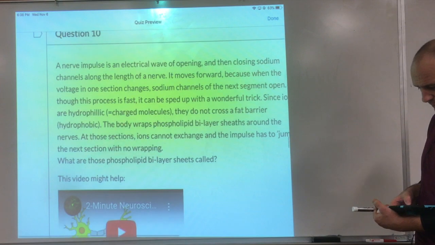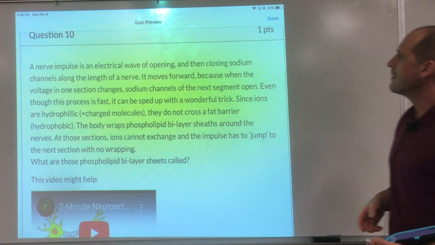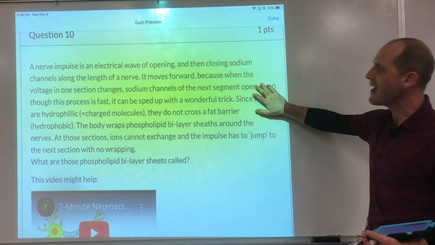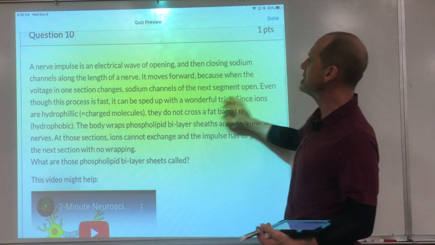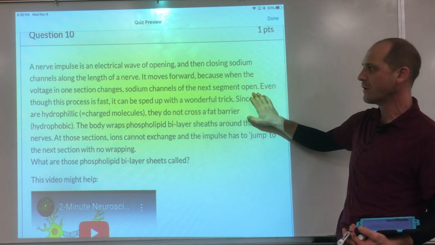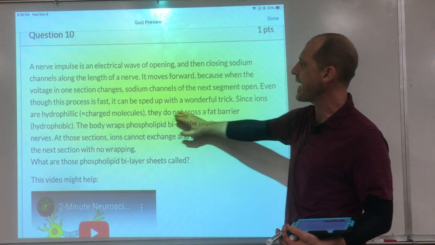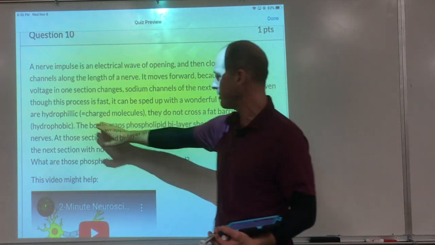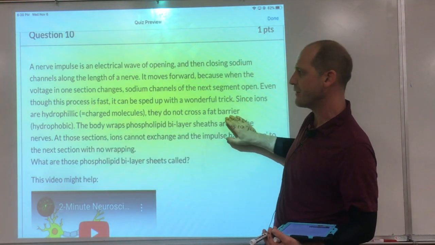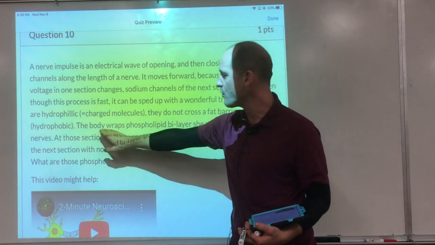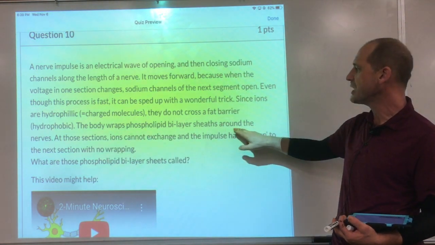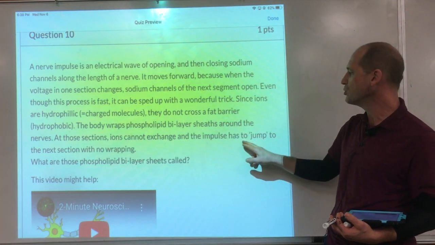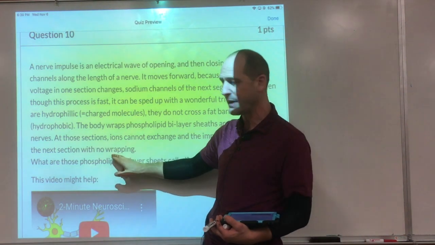A nerve impulse is an electrical wave of opening and closing sodium channels along the length of the nerve. It moves forward because when the voltage in one section changes, sodium channels of the next segments open. Even though this process is fast, it can be sped up with a wonderful trick. Since ions are hydrophilic, they do not cross the fat barrier. A fat barrier. The body can now wrap phospholipid bilayer sheets around the nerves. At those sections, ions cannot exchange, and the impulse has to jump to the next section with no wrapping.